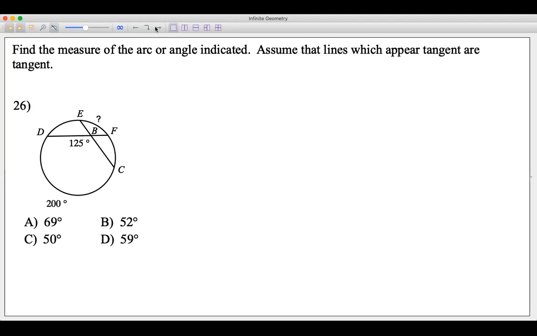So which one do we know? Well, we know the angle. The angle is 125, and that's equal to 1/2 of the two arcs. Where are the two arcs? 200, and the other one we don't know, so plus x. Where did you get 200? It says right here.